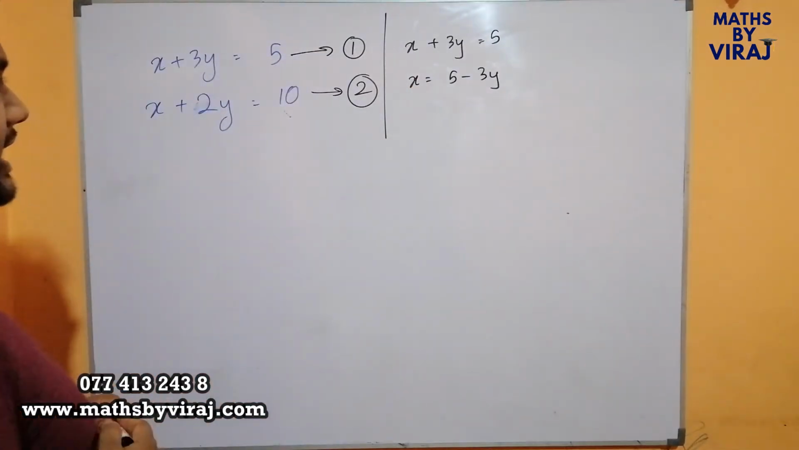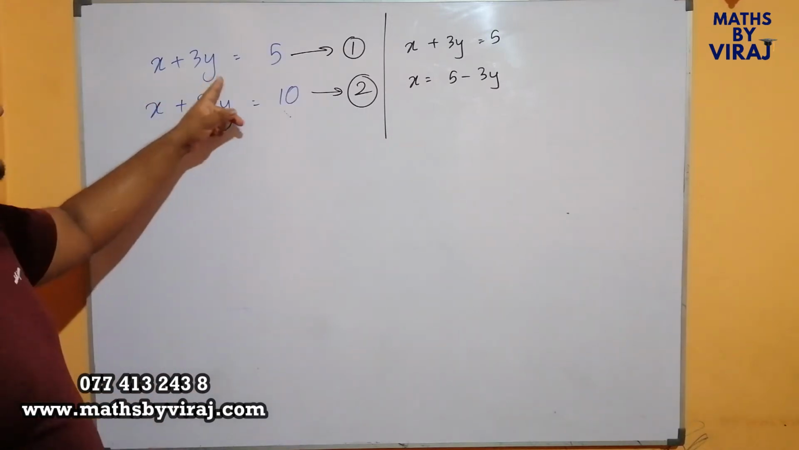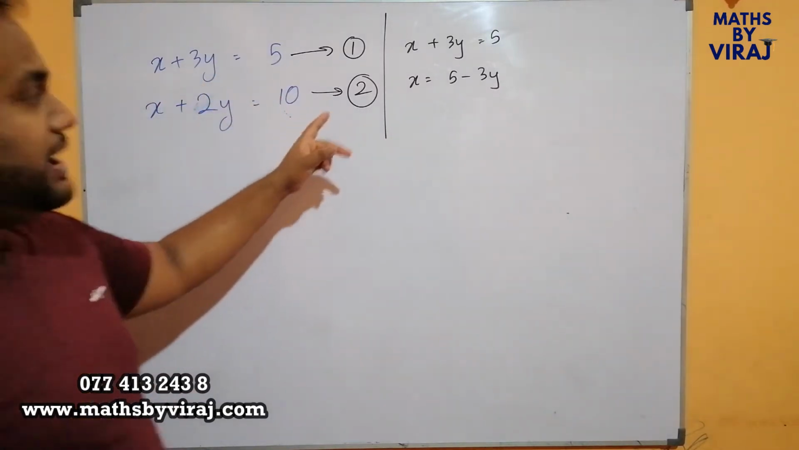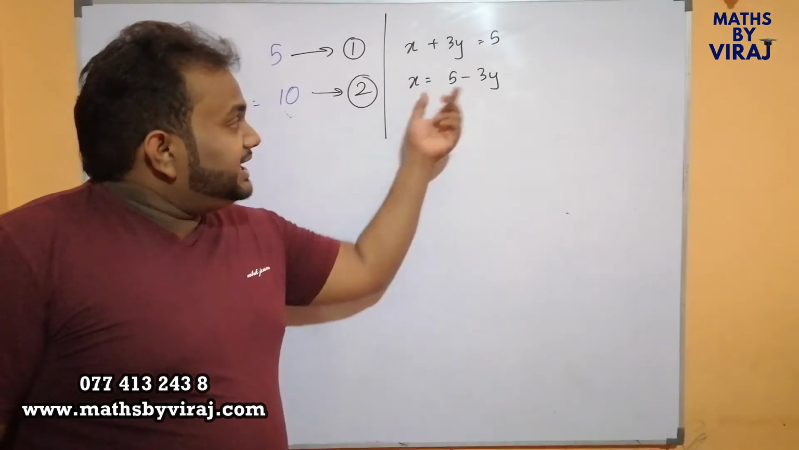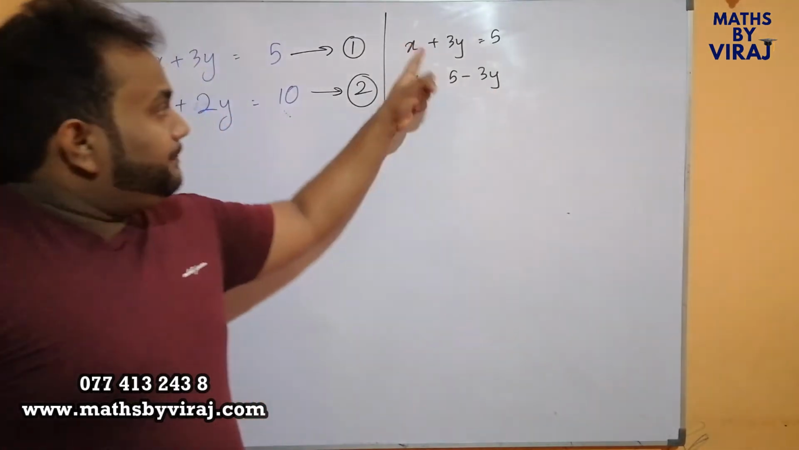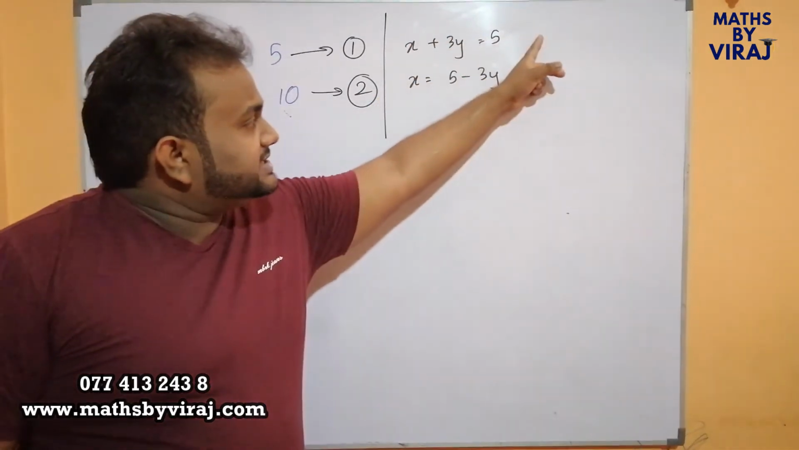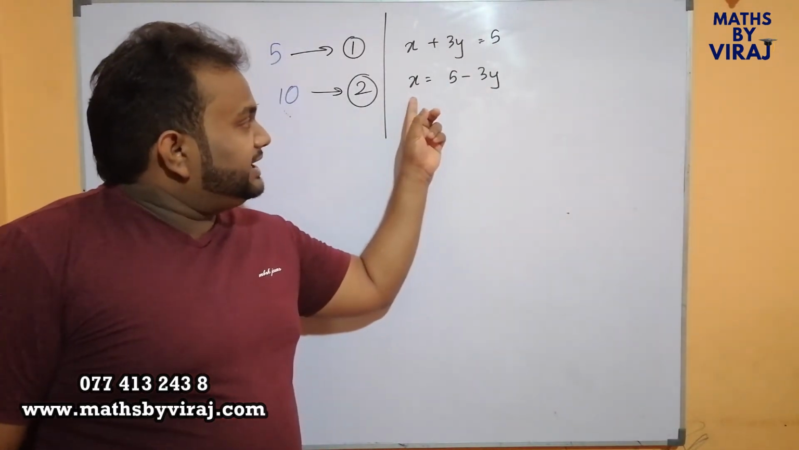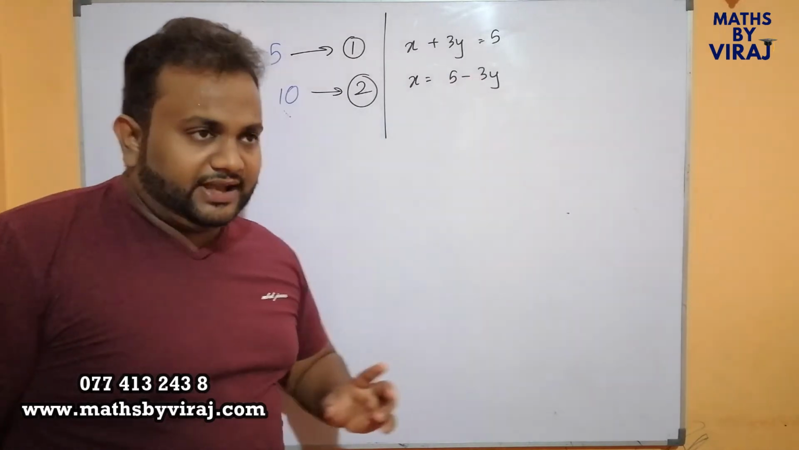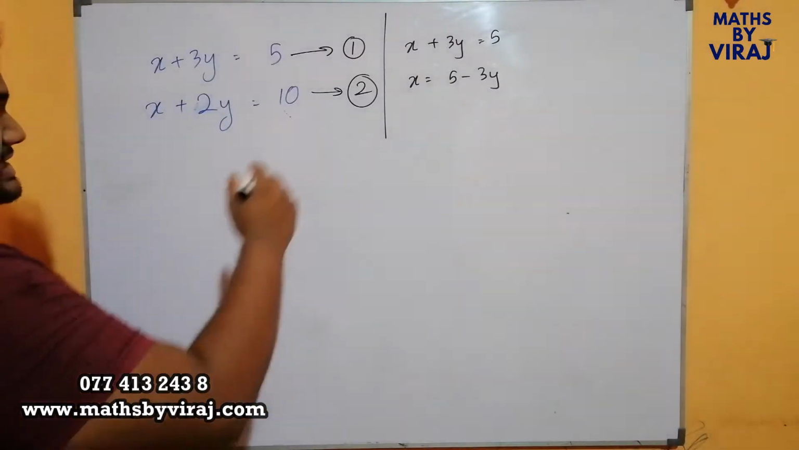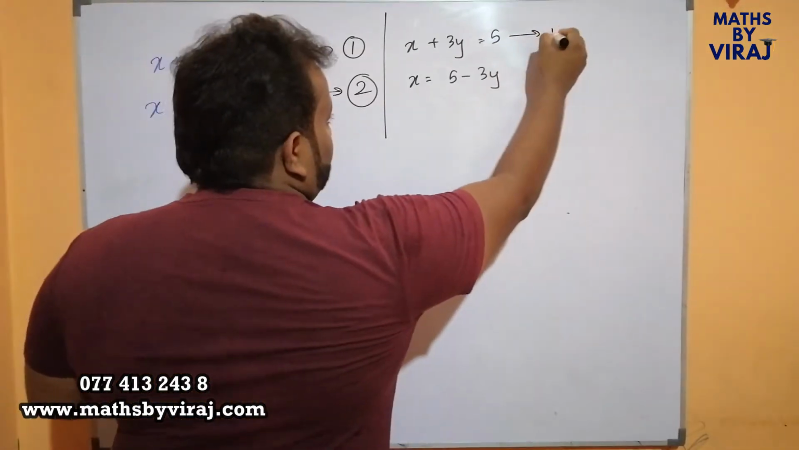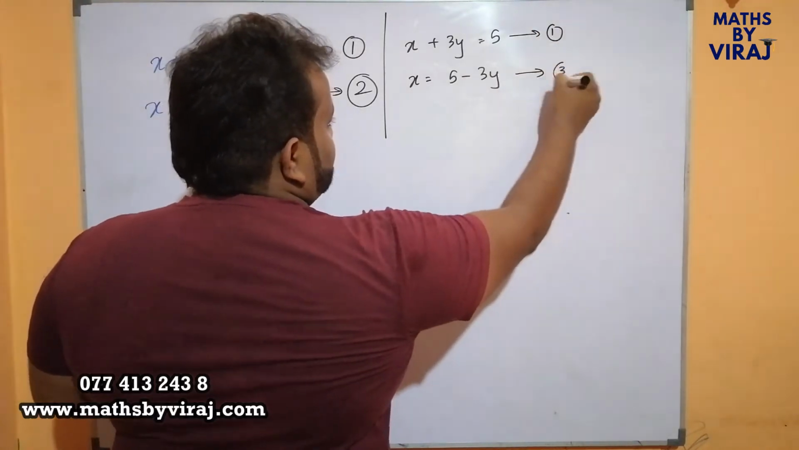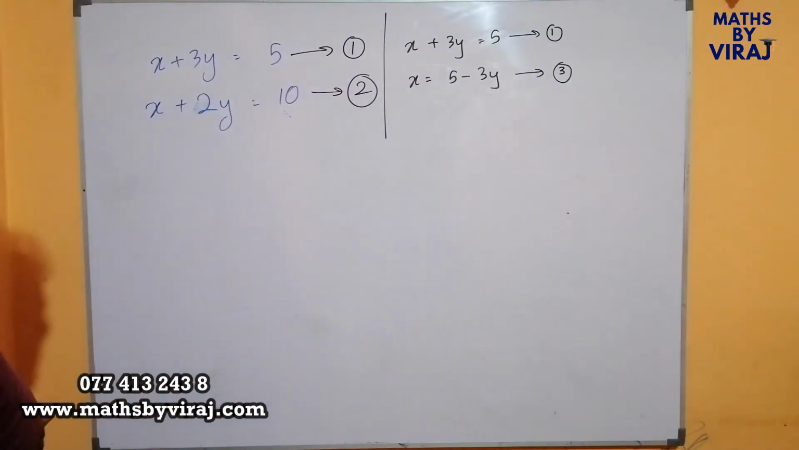Now you can see that from the equation x plus 3y equals 5, I have come up with an expression for x in terms of y. Plus 3y, when it's taken to the other side, becomes minus. Therefore, x can be written as 5 minus 3y. This is my equation number 1, and the derived equation I can take as equation number 3.